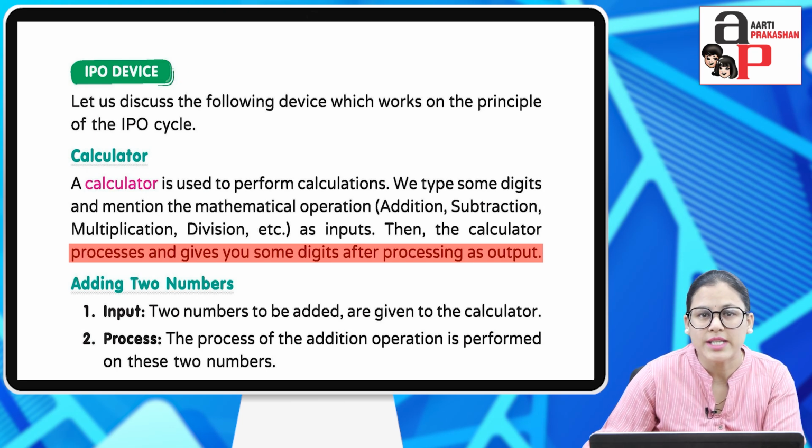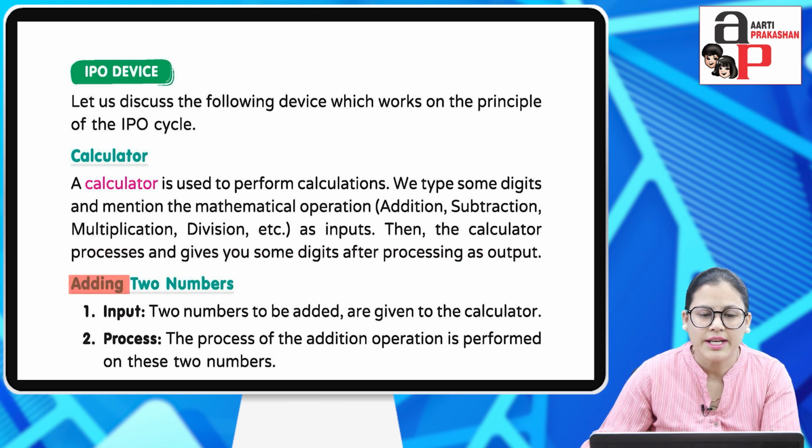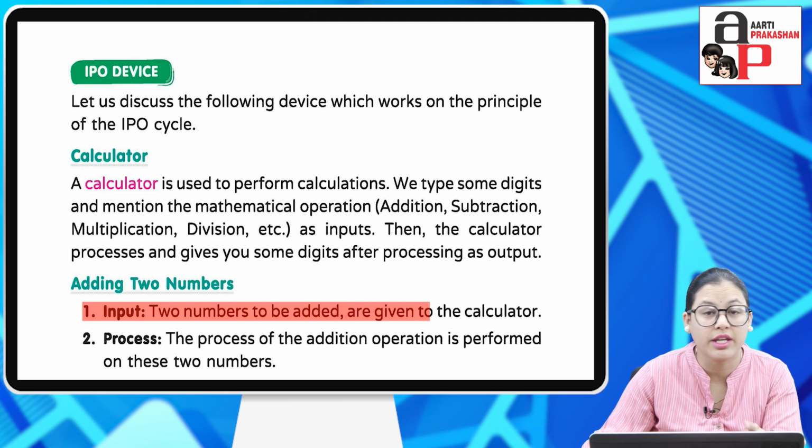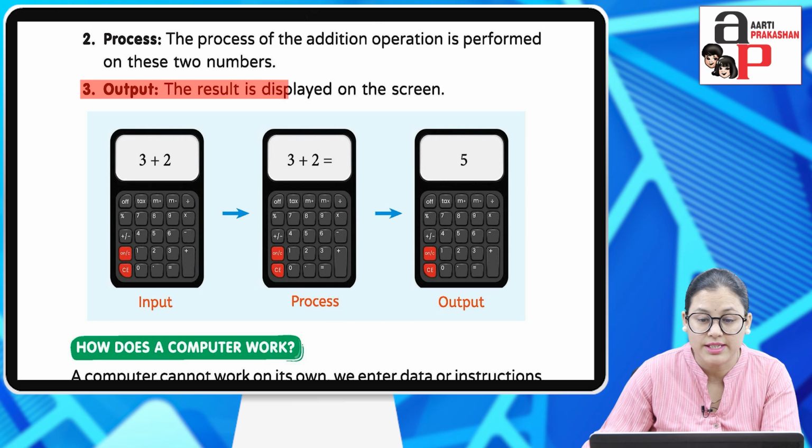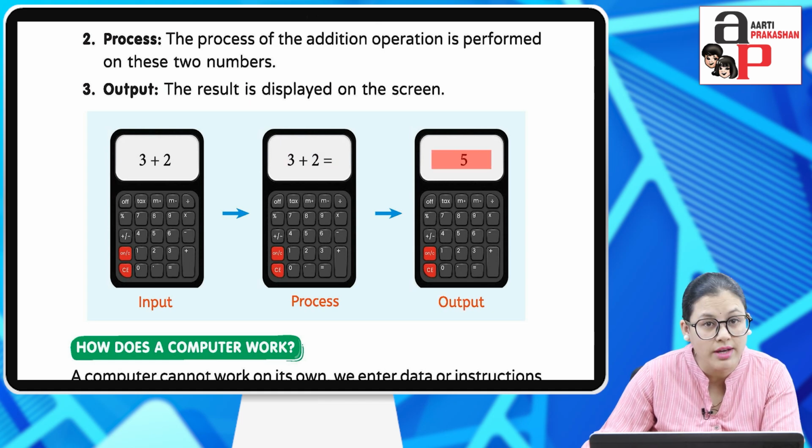The number we type is the input, and after processing, the calculator gives the result, which is the output. Adding two numbers. Number one, input: two numbers to be added are given to the calculator. Number two, process: the addition operation is performed on these two numbers. Number three, output: the result is displayed on the screen. For example, have a look. Input is 3 plus 2, process 3 plus 2 equals 5, and output is 5, because 3 plus 2 is 5.